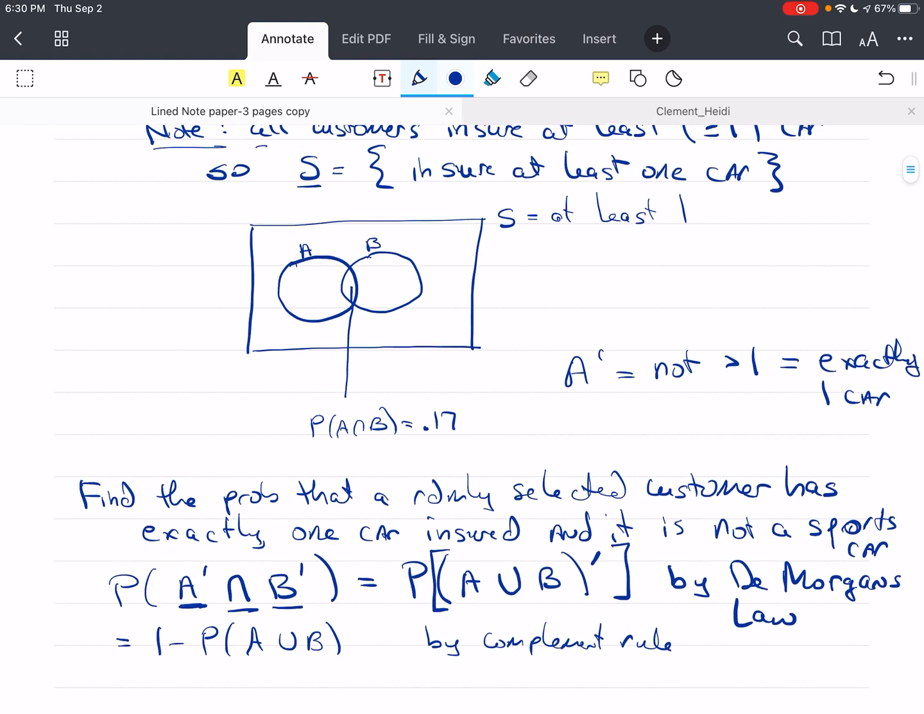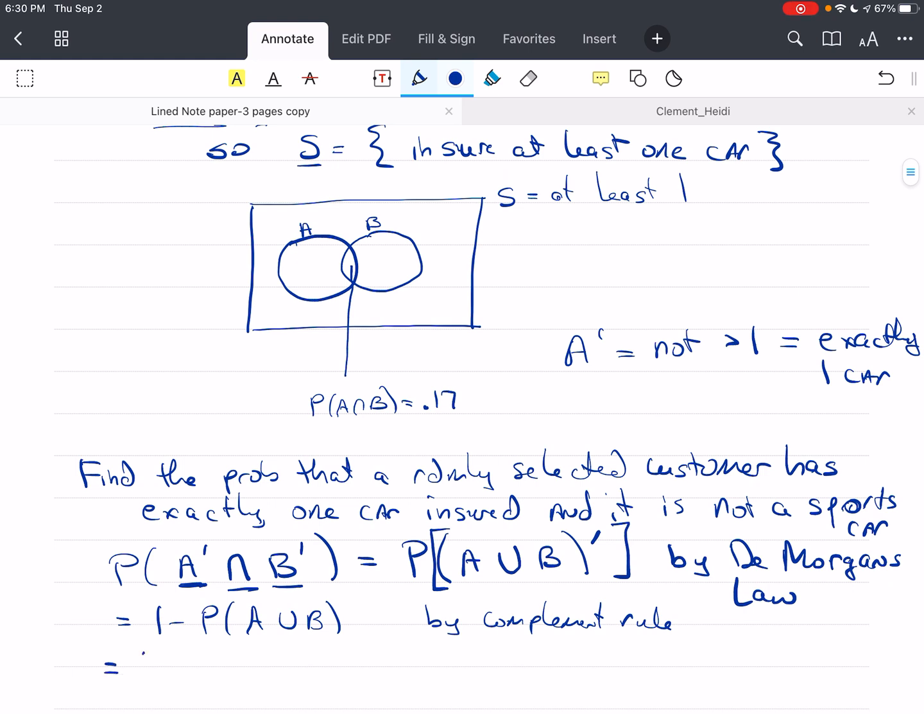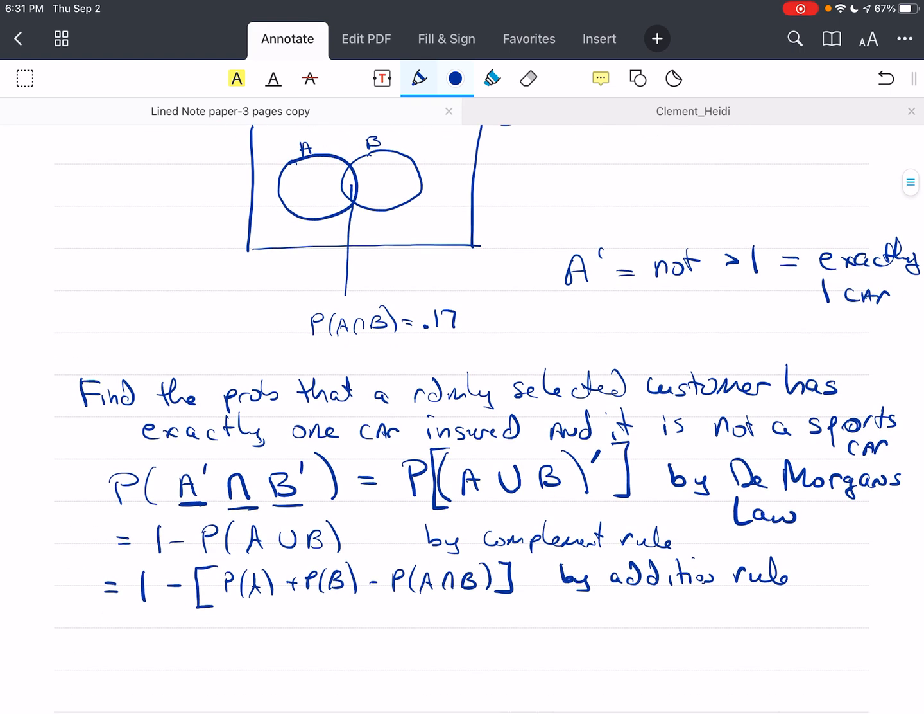Okay, and this is equal to 1 minus, now in parentheses, I'm going to use the addition rule, P of A plus P of B minus P of A and B. And we know all of those. We've been given those, actually. And so by addition rule. And now we plug in.